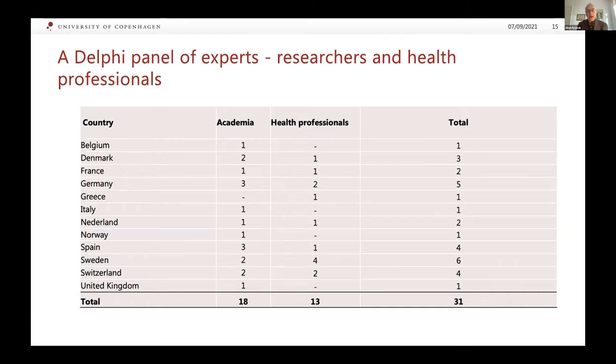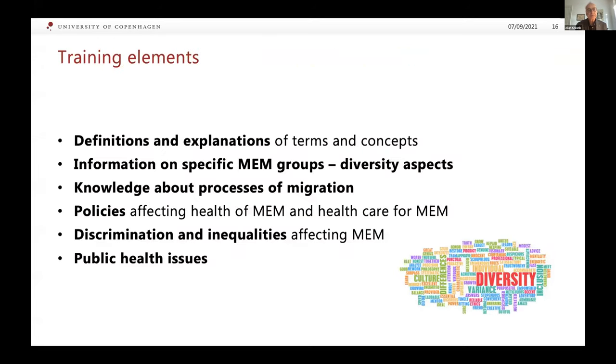We have also been wiser by performing a Delphi panel study including experts and researchers, like researchers and health professionals from different European countries, 31 altogether, as you can see in this table. And I have some preliminary results from this study, kindly provided by the leader of the project, my colleague Janne Sørensen.